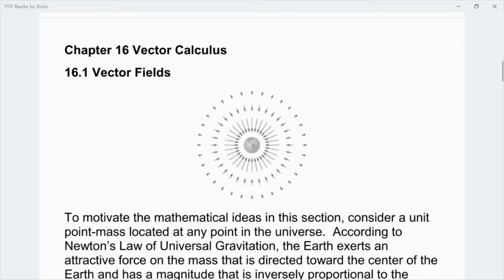This is multivariable calculus, and in this video, I'm going to talk about section 16.1, vector fields. What we're doing here is really starting our last unit in this course, where we get into a little bit more detailed applications of vector calculus. We're not going to go too far into chapter 16 just because of the syllabus of the course.